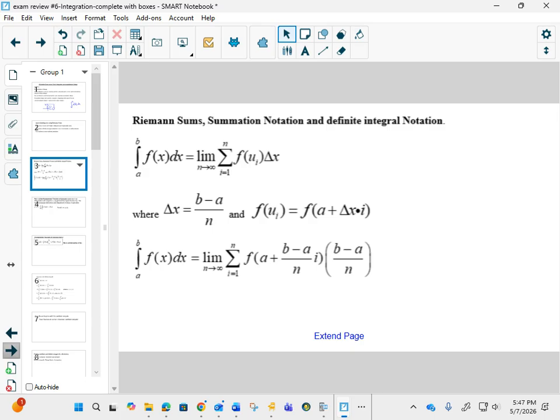If you get a limit of a sum, the shortcut is often to think of it as the integral. Okay? The change of x is your distance along the x divided by how many intervals you have. This makes them all uniform.